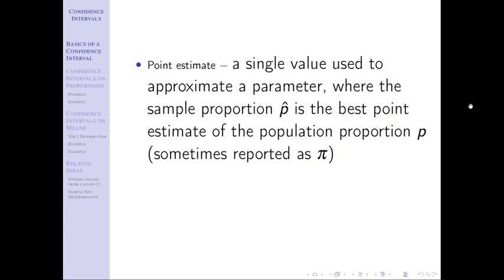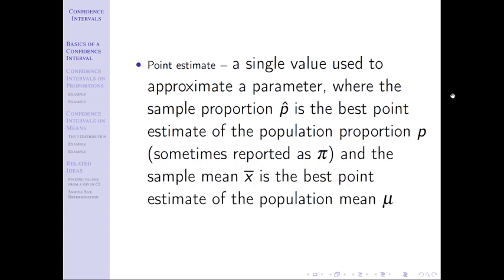And then we can also do the same thing with means. The sample mean x bar is the best point estimate of the population mean, mu. And so we're just starting off by saying we're going to have a point estimate because the whole point of this course is, I don't know a parameter. And so what do I do? I take a sample and I use that sample to make an inference about this parameter. And so what we're saying here is that when I don't know p, I'm going to take a sample and the p hat that I get from that's my best guess as to what p really is. When I don't know mu, I'm going to take a sample and the x bar I get from that's going to be my best guess at mu.